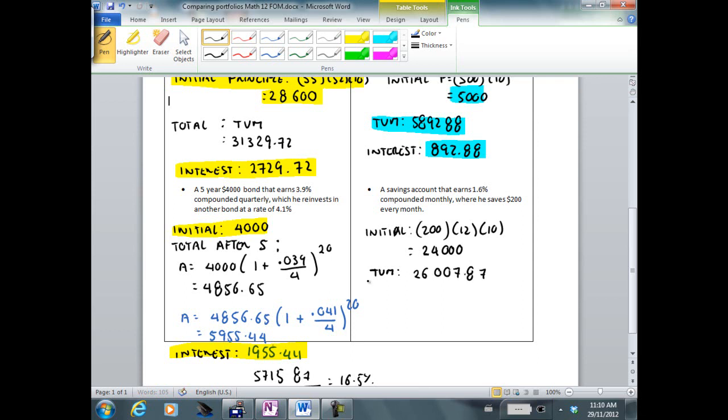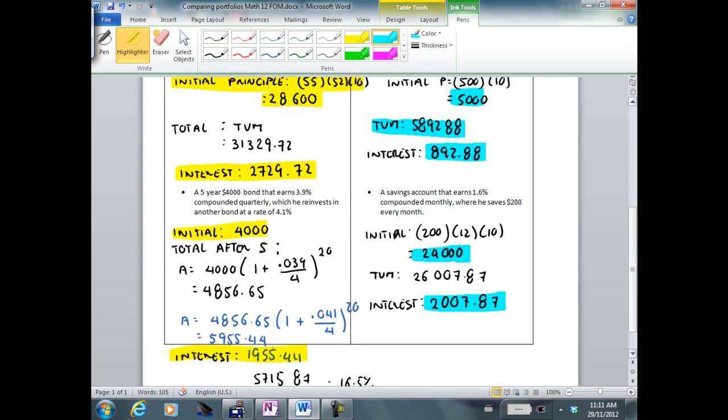2,007.87. Again, what I'm looking for is interest, because I want to know how much interest. 2,007.87. We're almost done. So let's look at all the things I did so far. I started with the initial. Here's my add all your interest together, divided by your total principal.